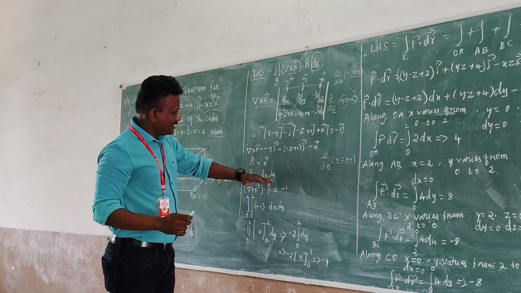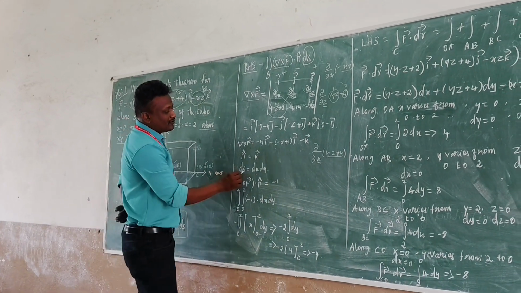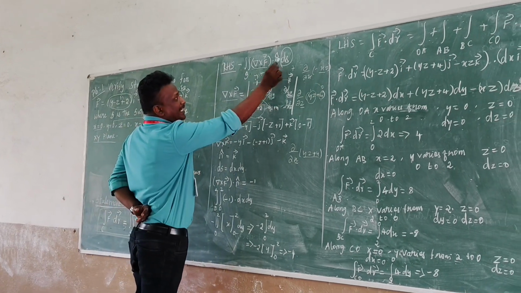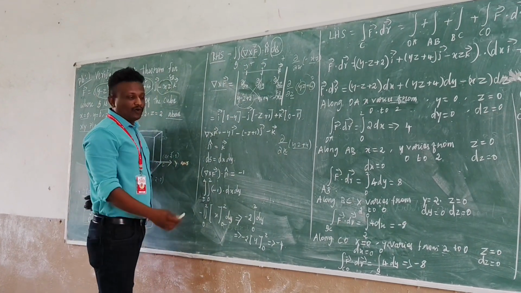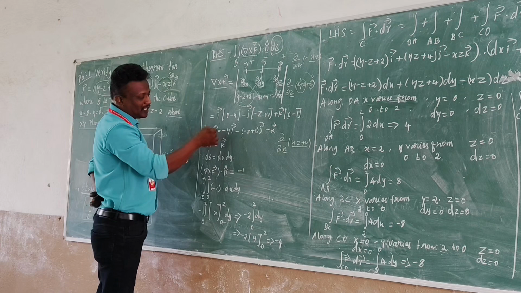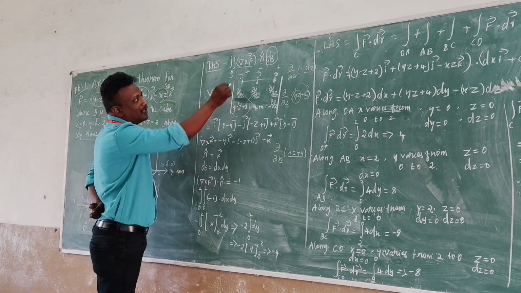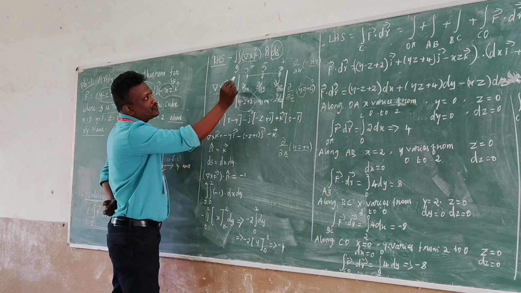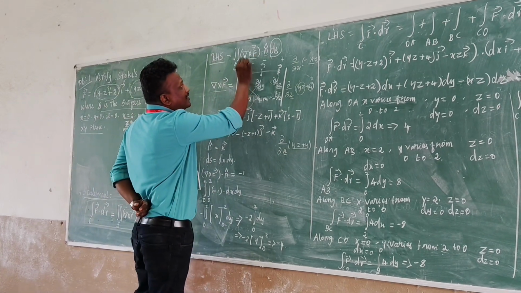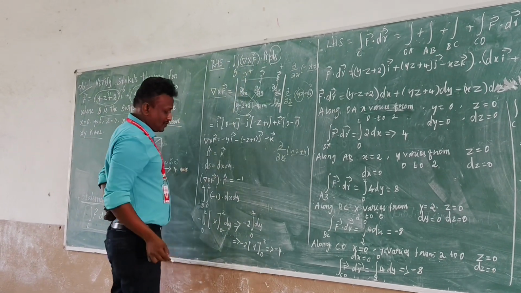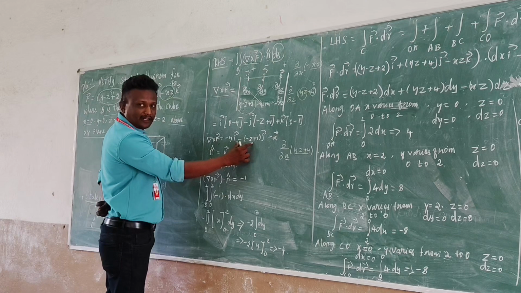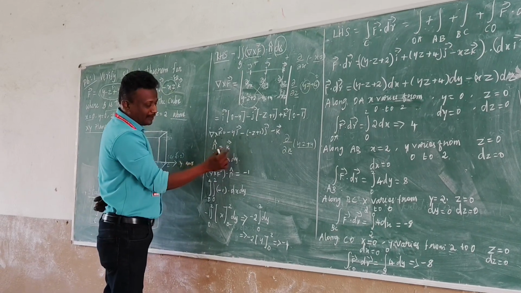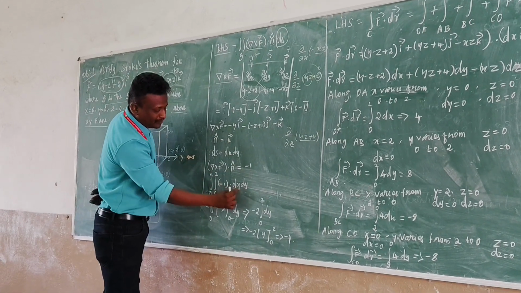Now after writing all this information, we know what n cap, ds and del cross F vector are. What is your next step? You have to substitute all these results into your right hand side formula. Before I substitute, I want to get del cross F vector dot n cap. This is my del cross F vector, and this is my n cap. I'm going to take the dot product of these two.